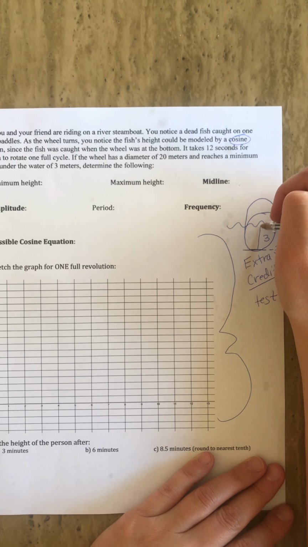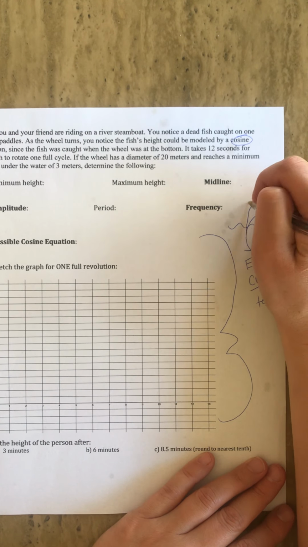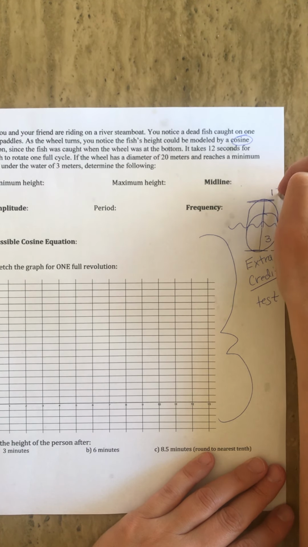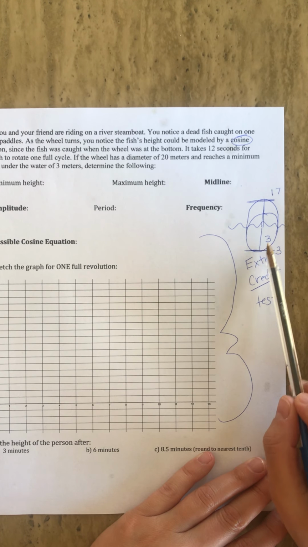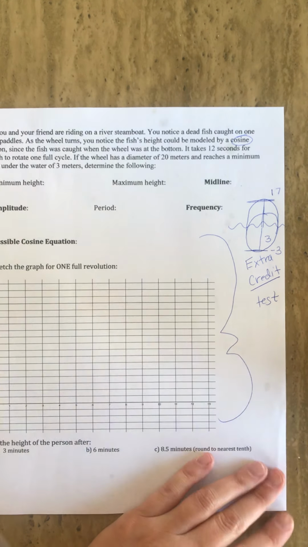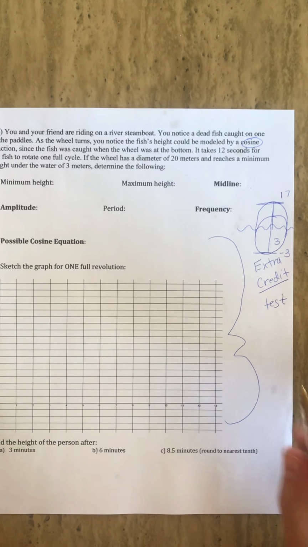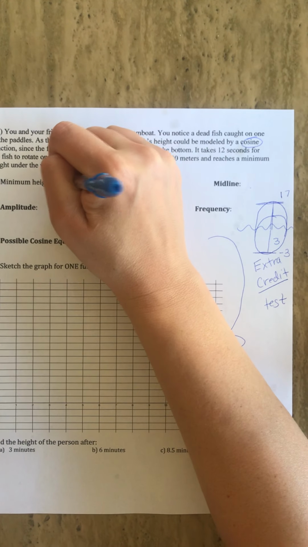Okay, so we know that from here to the water, that's going to be 3. From here to here, we know that we have 17 feet. Because we have 3 plus the 17, that's going to give us the 20, okay? This is the water. The water is a little high. I should have done the water a little lower. So we have a minimum height of -3.